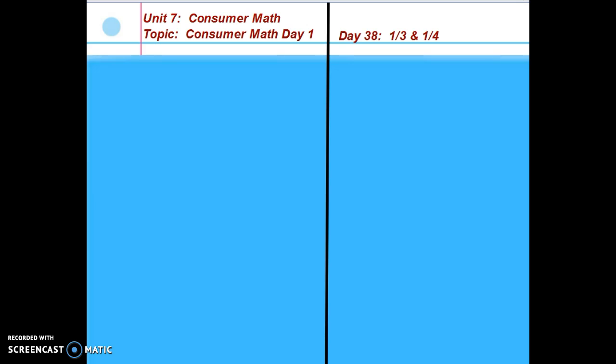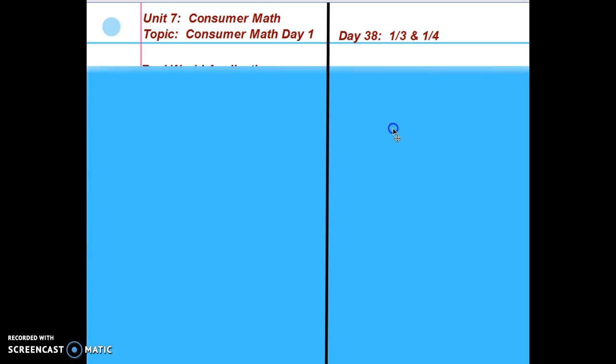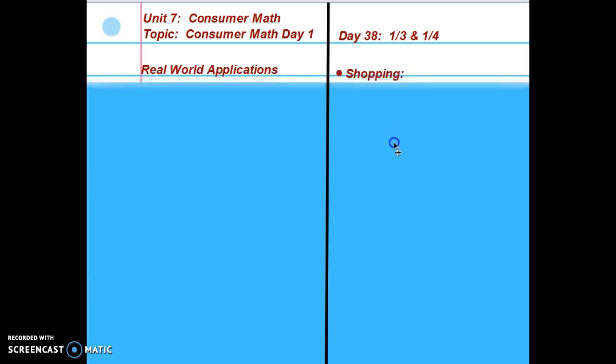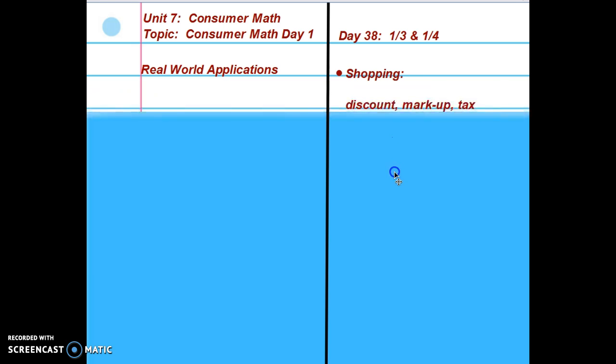Today's day 38. We're going to be looking at consumer math today. These are some examples of when you'd actually use math out in the real world. So for instance, let's say that you go shopping. They may have the price of an item discounted. That means that you would be decreasing the price. Markup, which would be an increase on the price, and then you'd have to pay tax also.